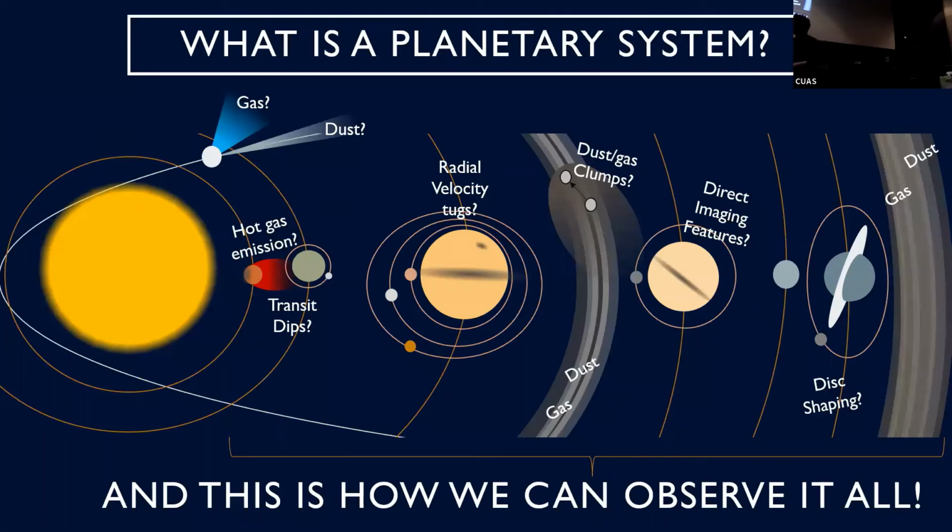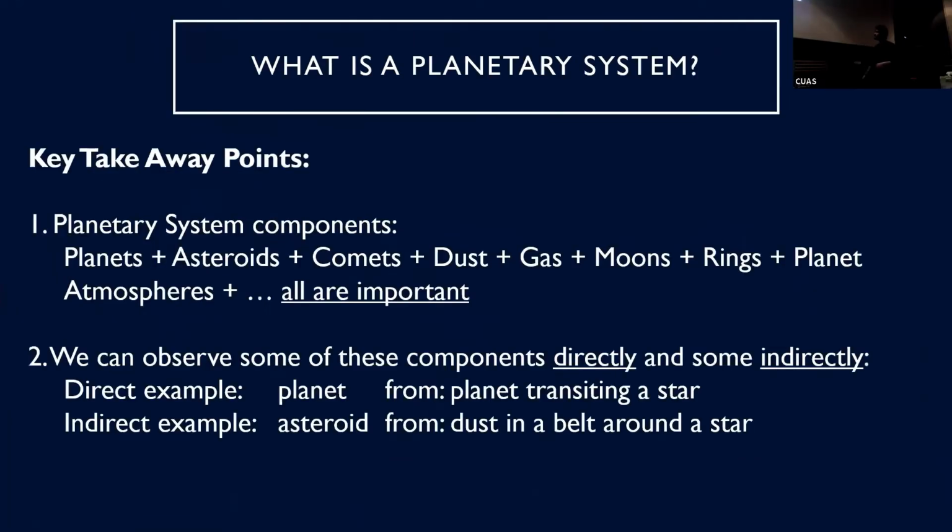So all of the various things that I showed you in that image at the start, hopefully now I've given you an idea of how you can detect it. Okay, gas and dust that forms in comet collisions and asteroid collisions, we're going to use ALMA to find. Radio velocity tugs, we're going to use radio velocity surveys to find, etc. Okay, the takeaway points at this point are that the planetary system components include all of these things. They're all important, and we can detect things that are going on either directly, so we can actually see planets, for example, with imaging or with radio velocities, or we can look for things indirectly. We can't actually see asteroids around the stars. What we can see, though, is the dust that was created by them.